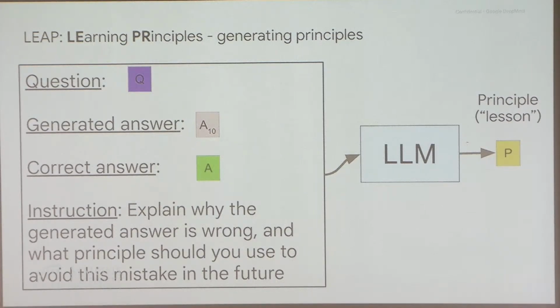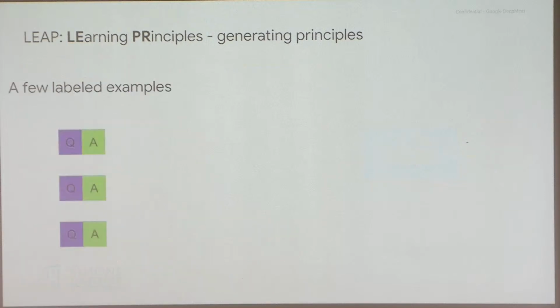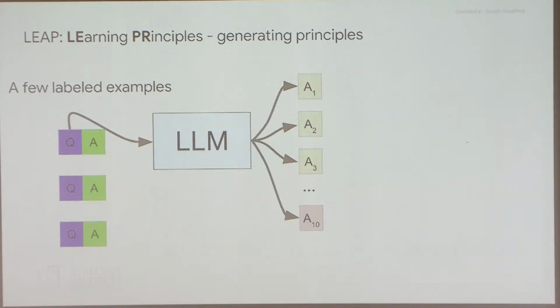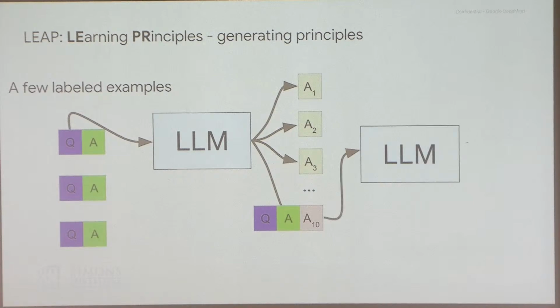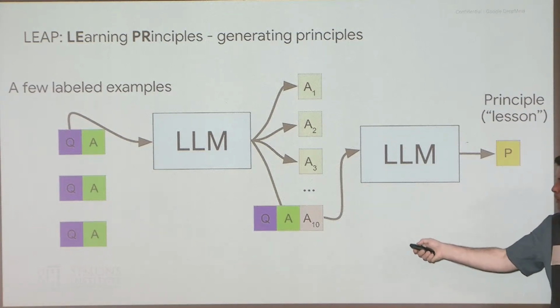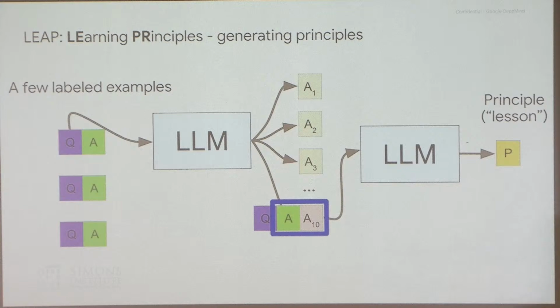I'll show some examples in a few slides to make it more concrete. So we started with a few labeled examples. There's just three. We passed the question to the LLM, sampled a variety of answers, kept only the wrong ones, then crafted a prompt composed of the question, the answer, and the ground truth answer, and fed that to the LLM to get a principle. And notice that the important part here is that we have a prompt that is composed of the question, the generated answer, and the ground truth answer.